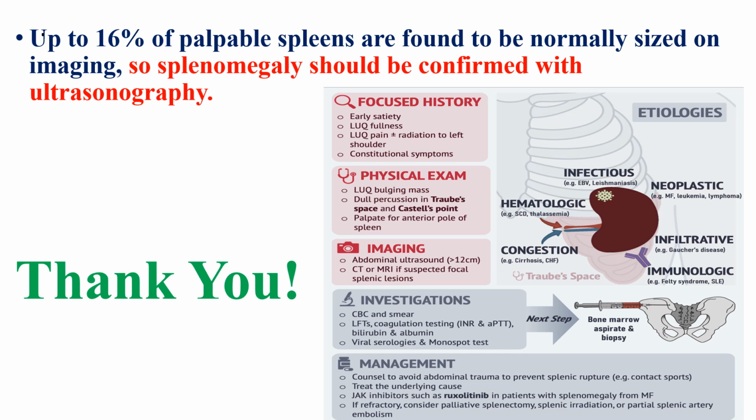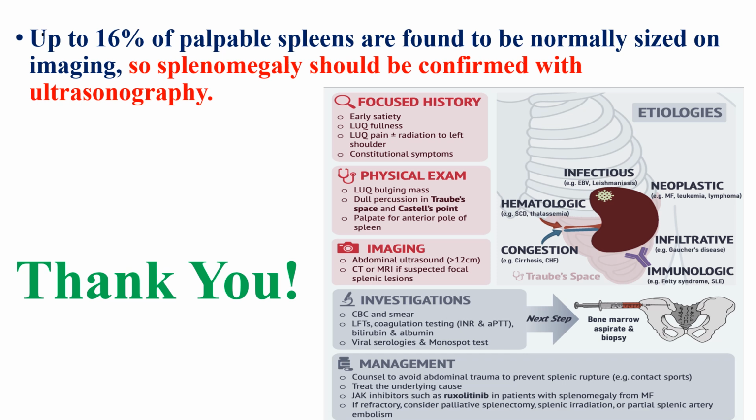Up to 60% of palpable spleens on physical examination are found to be normal sized on imaging. So always, when we palpate the spleen, we should confirm it by doing an ultrasound. Ultrasonography tells us the size of the spleen. In addition, the vasculature, and it may even tell us the underlying causes.